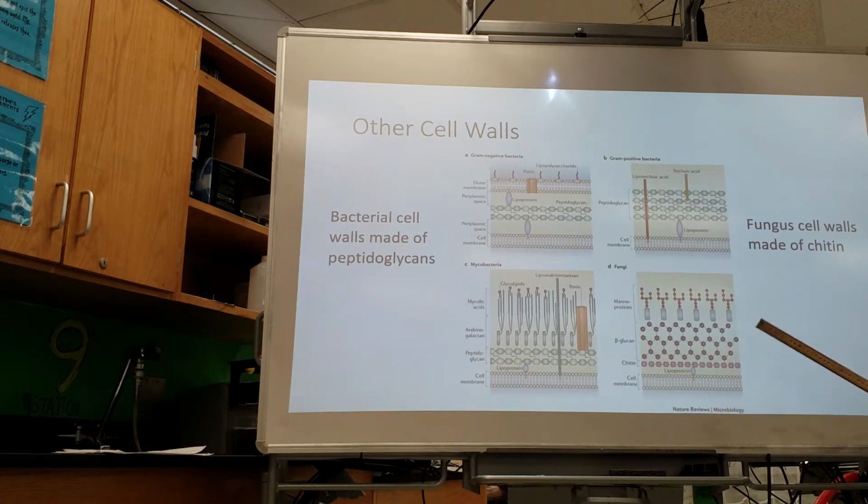Then you also have fungi. Fungi are obviously not bacteria or plants. They have cell walls, and their cell walls are made of a different substance. It's called chitin, not chitin. And chitin is also found in some other organisms like insects. It's what makes their exoskeletons all crunchy. So when you step on one and it goes, that's the chitin.